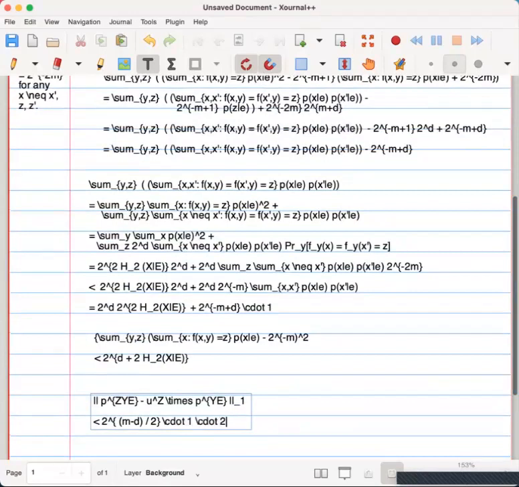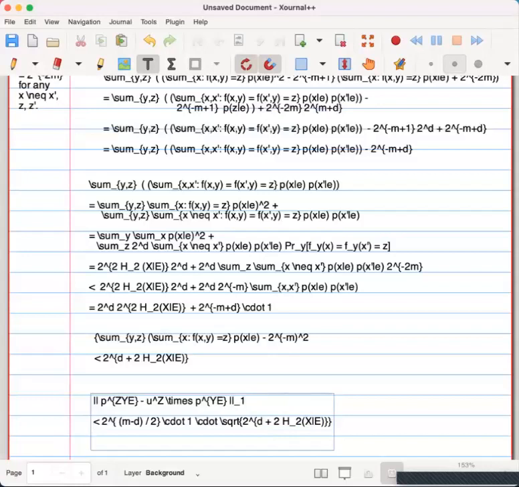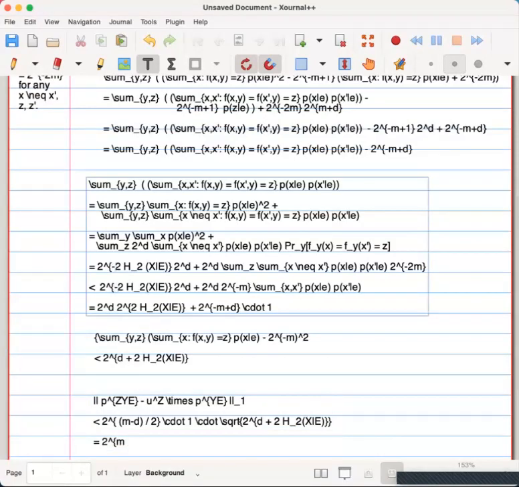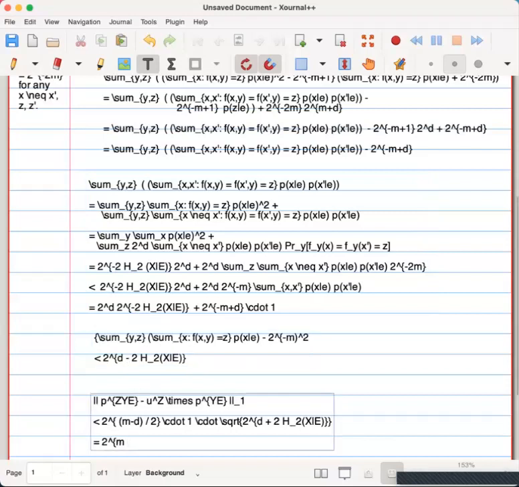And now there was a square root of this: square root of 2 to the power d plus 2 h2. So this is 2 to the power m, and there's a 2 to the power minus d by 2, which cancels with 2 to the power plus d by 2. There's also a minus sign which I forgot. So this makes it 2 to the power m minus h2.